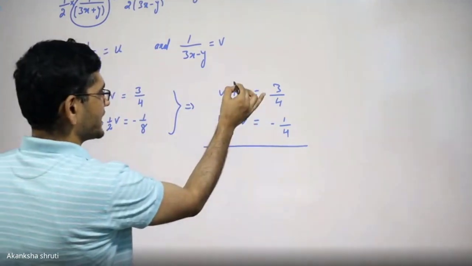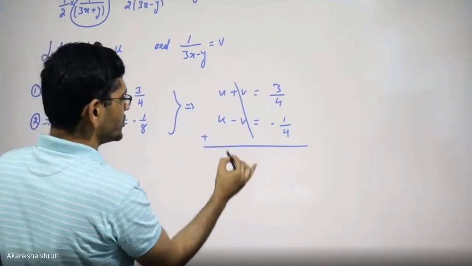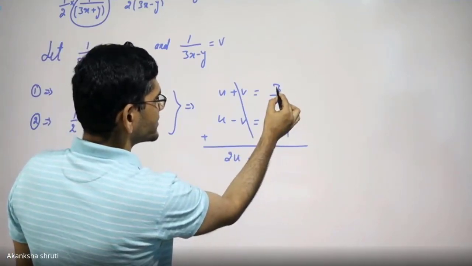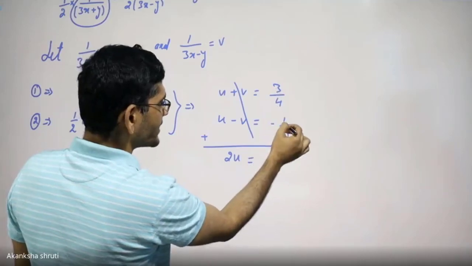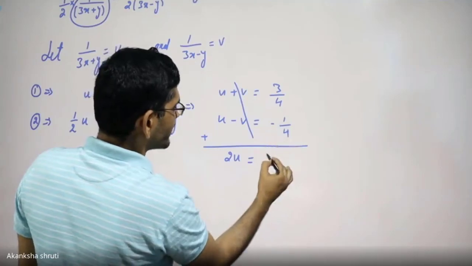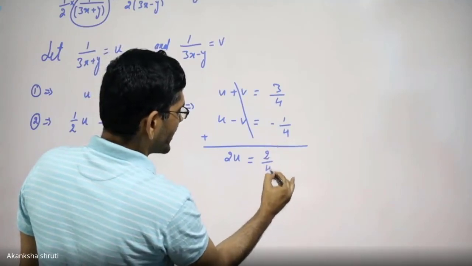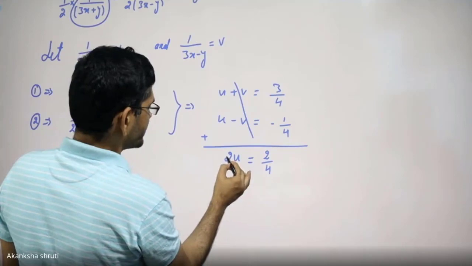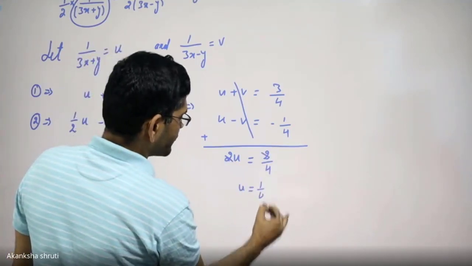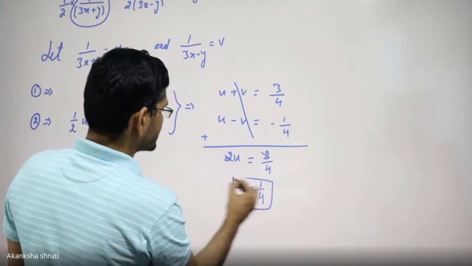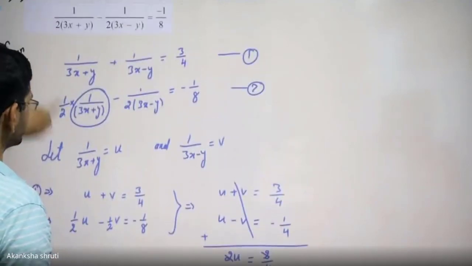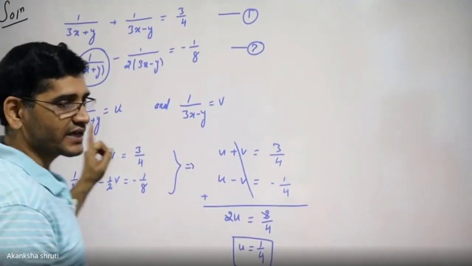So go for cancelling just by adding these two. It becomes 2u equal to, student keep in mind, 3 by 4 minus 1 by 4. So 3 minus 1 is 2 by 4. I have written directly. Students, these two can be cancelled. So u is 1 by 4. But this is not the answer, student. What is our u? Be careful. Our u at this time is not going to give us x and y.